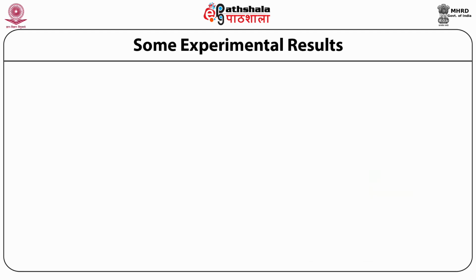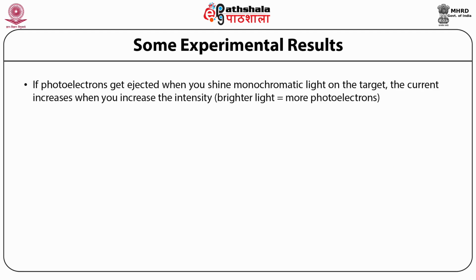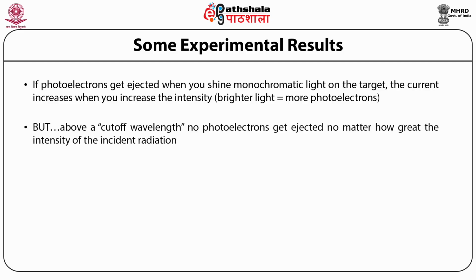Now, some experimental results. Here we will see some results. If photoelectrons get ejected when you shine monochromatic light on the target, the current increases. When you increase the intensity, or brighter light, it means more photoelectrons. But above a cutoff wavelength, no photoelectrons get ejected, no matter how great the intensity of the incident radiation is.